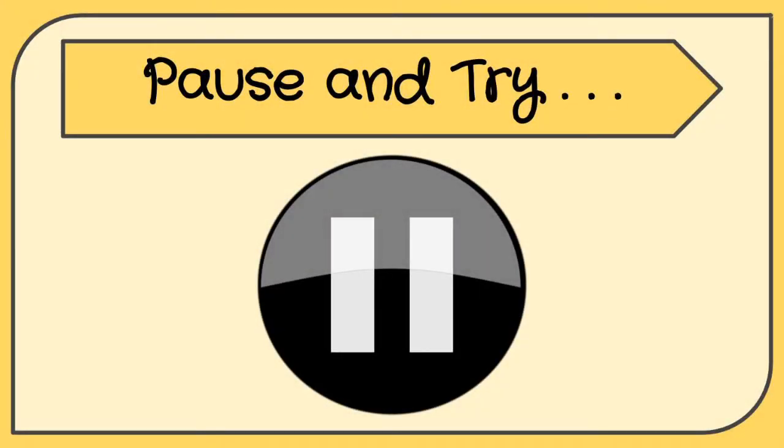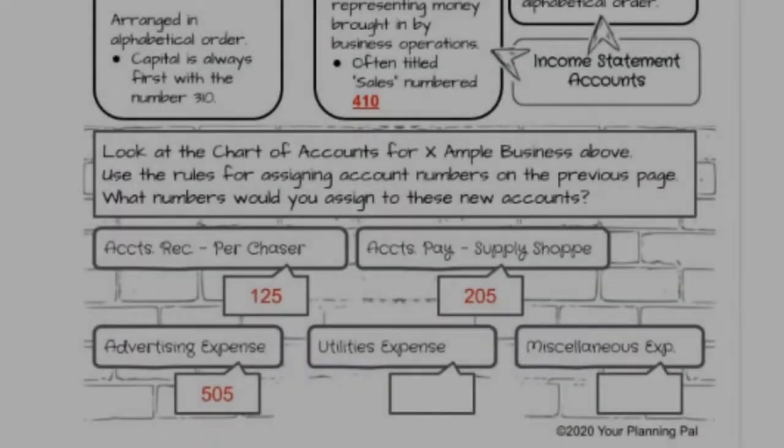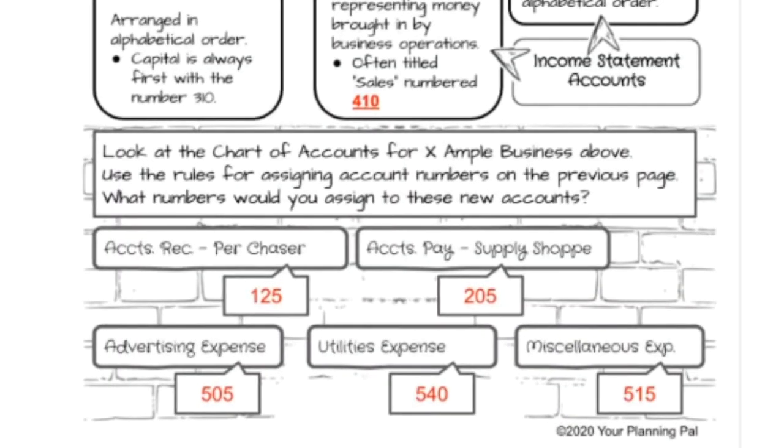At this point, we're going to go ahead and pause to see if you can figure out the numbers for our last two accounts there. Utilities expense, miscellaneous expense, what would you give them? So go ahead and pause and see if you can figure that out. Okay, so utilities expense, we have 540. Miscellaneous expense, we have 515. Did you get it?